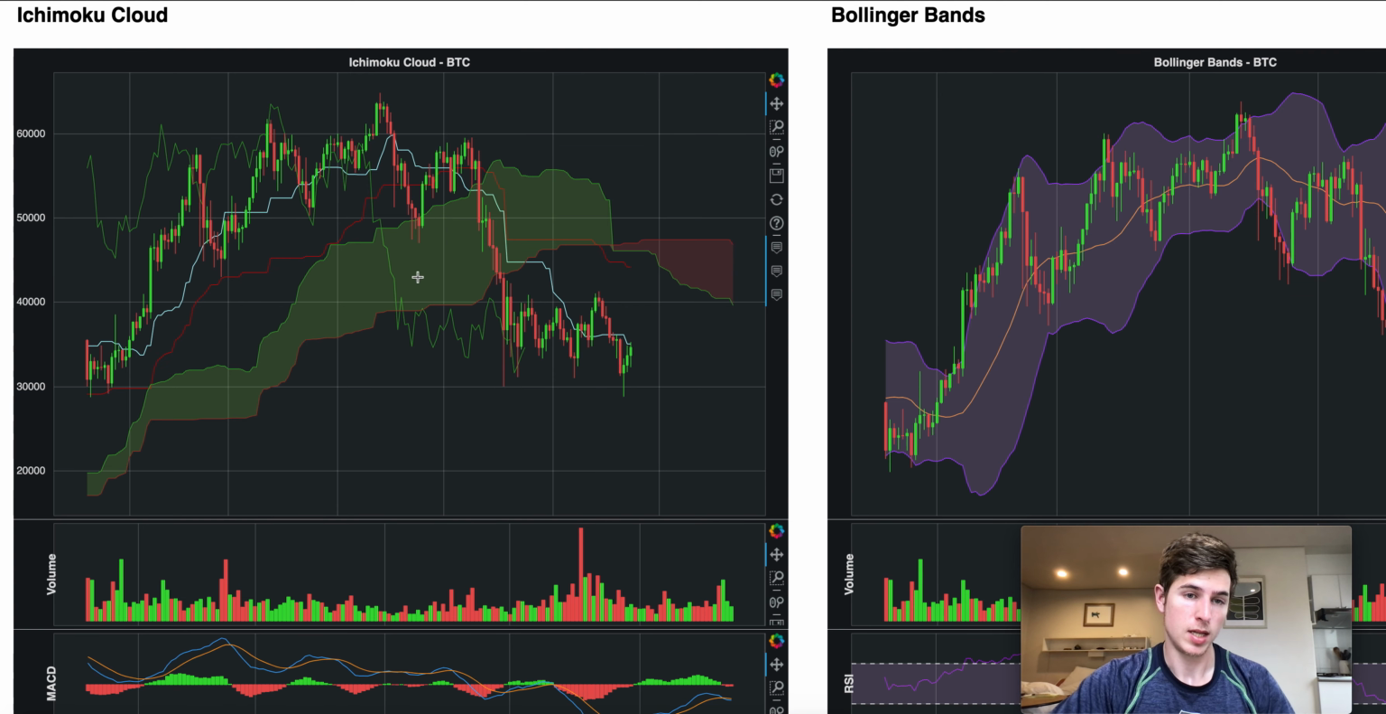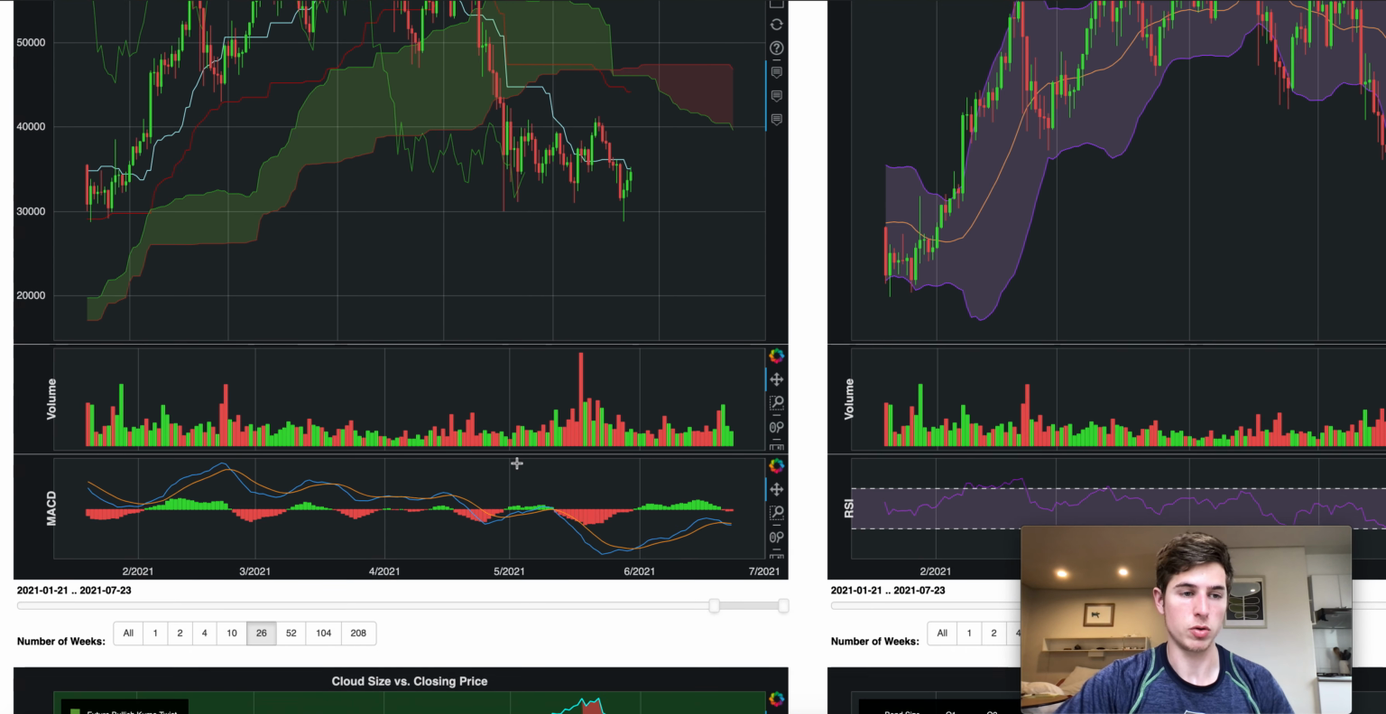So that's what this cloud here, this blue and red line, which are called Tenkan and Kijun, they're all showing this dynamic support and resistance. And then of course we have it graphed alongside candlesticks, which show the open, close, high, and low prices for each given date. And then as we scroll down, we see trading volume information, as well as MACD, which is another momentum indicator.